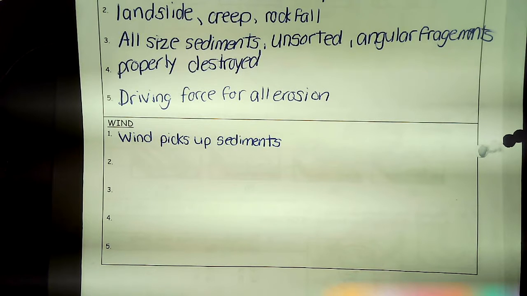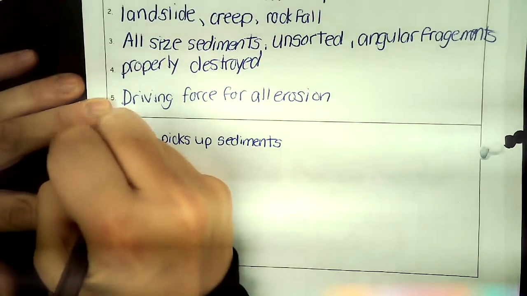All right, so wind picks up sediment. So number 2, what are the types and features of this agent of erosion? So I'm looking for, in this case, types and features. What were you gonna say? Yeah, that's a feature. So we'll start there.